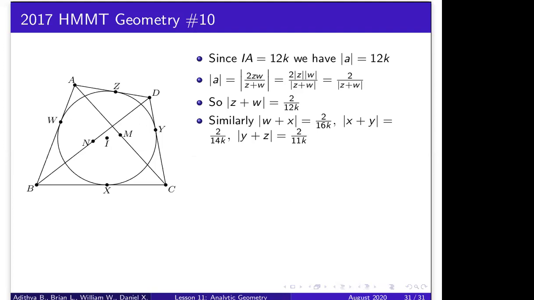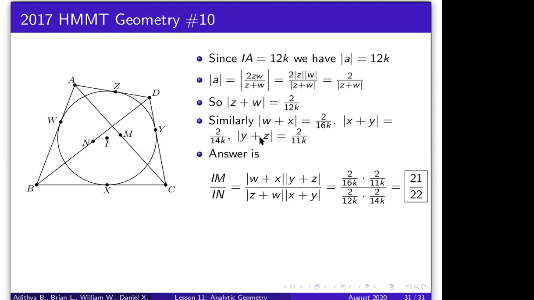So now that we have all of the expressions we want for our final product, let's just throw everything in. IM over IN is the expression with the absolute values that we found. And once we throw in the numbers, the K's cancel out as expected, because scaling shouldn't affect the ratio. And that gives us our final answer. Does anybody have any questions about this whole problem?